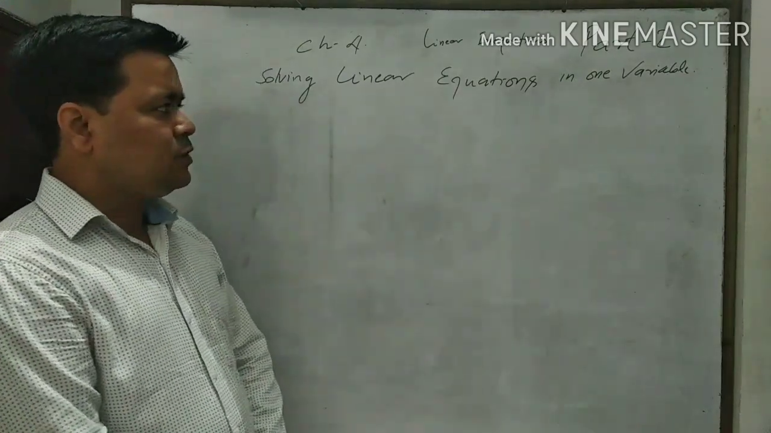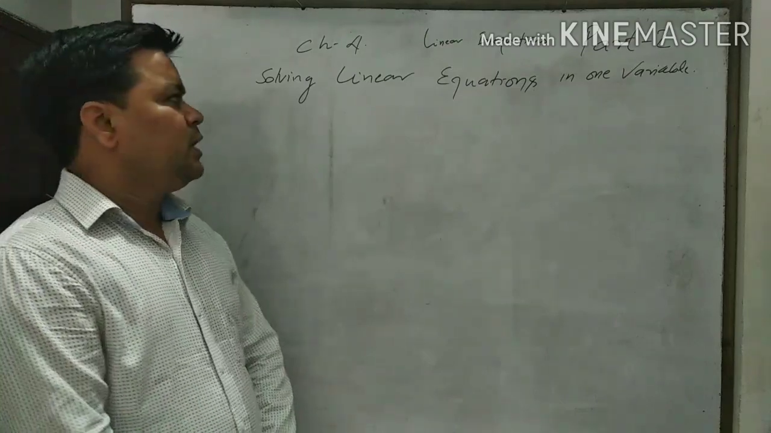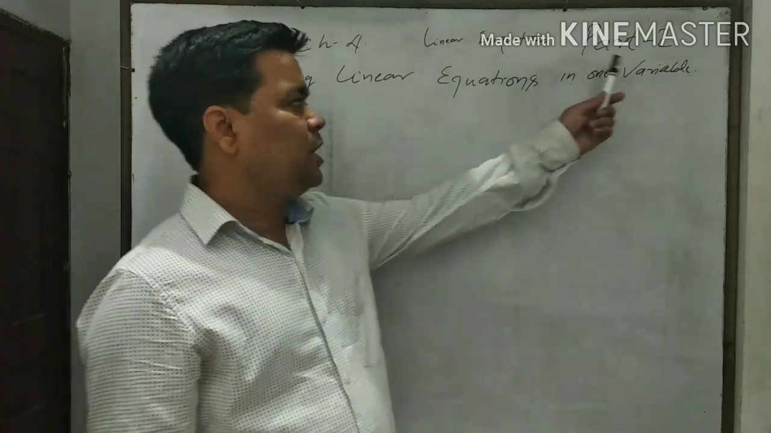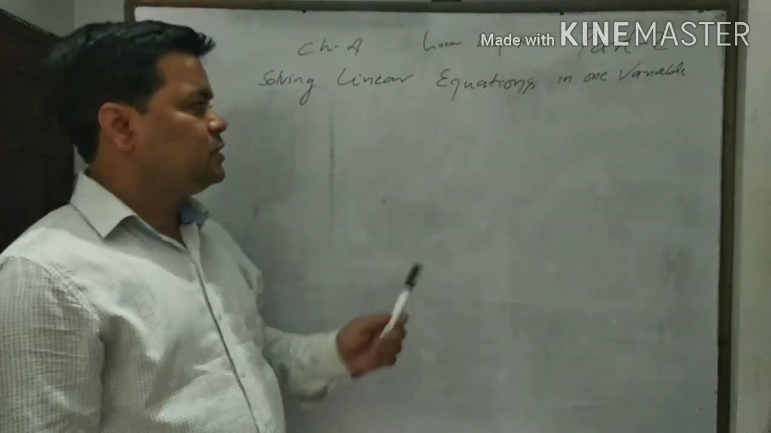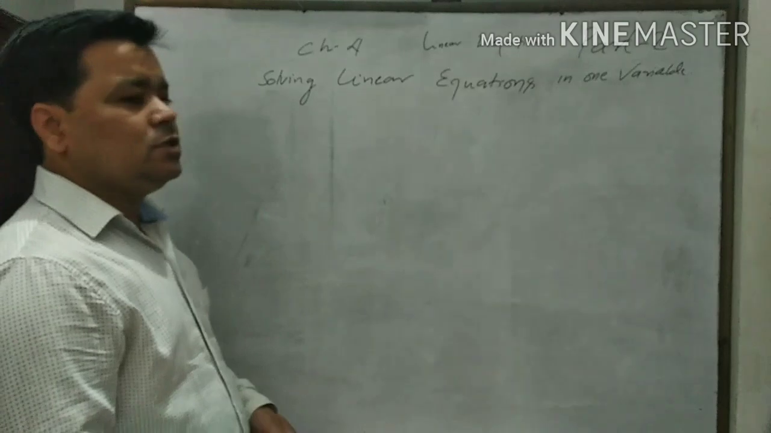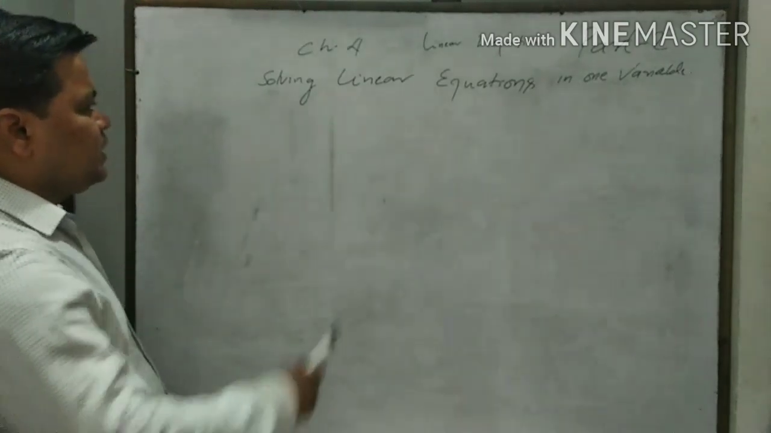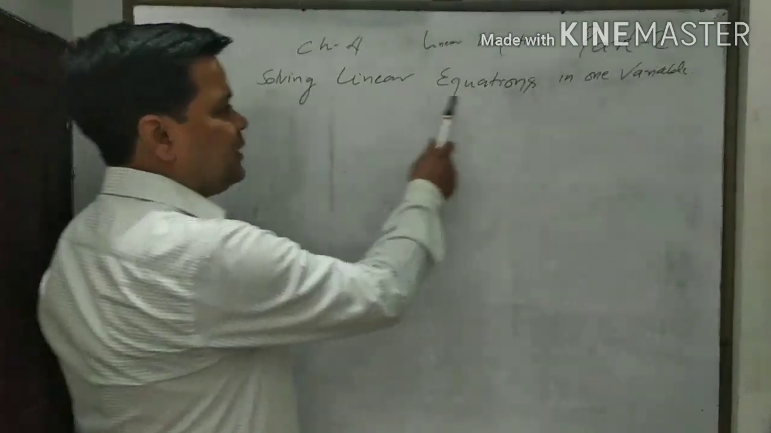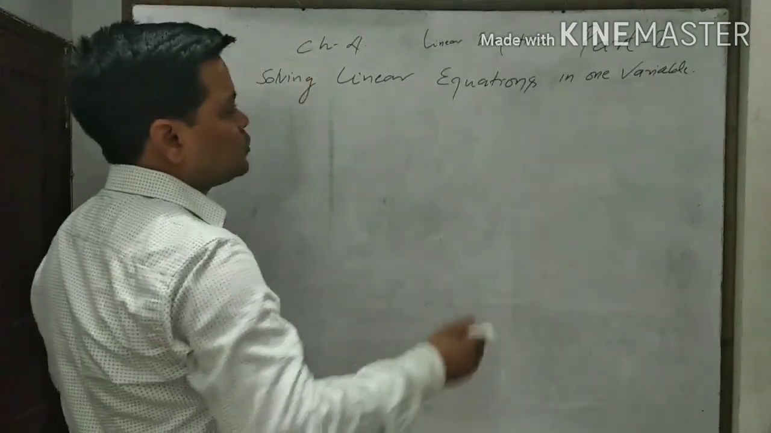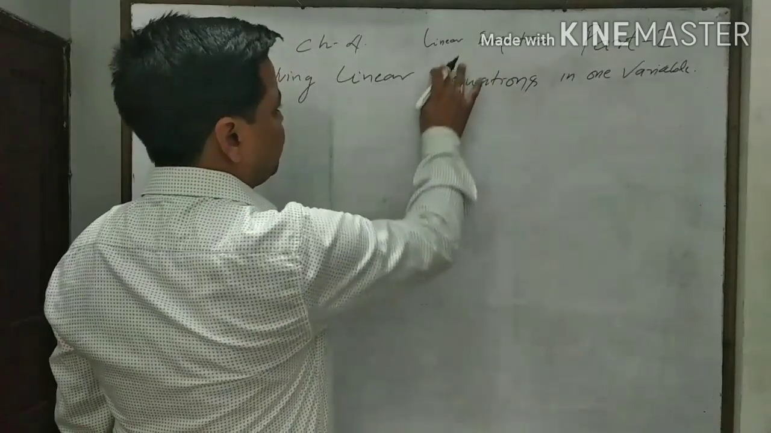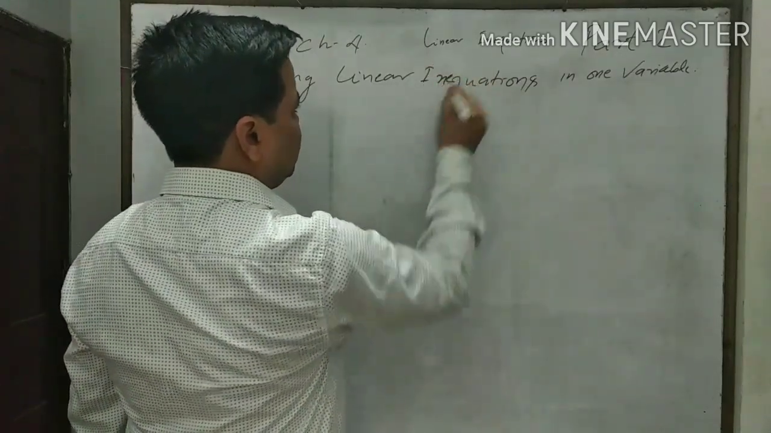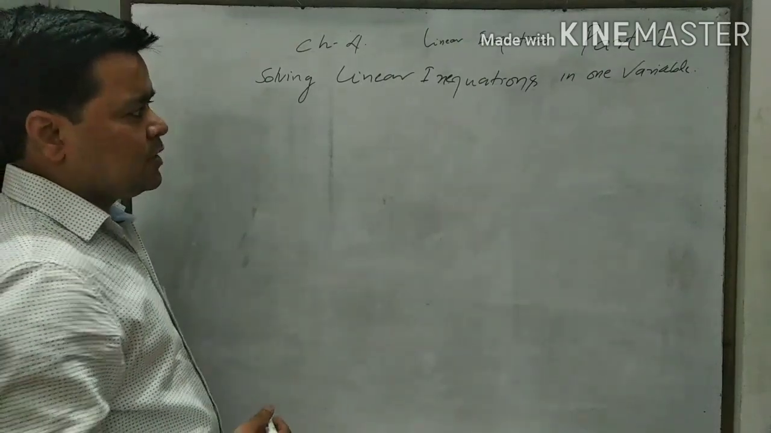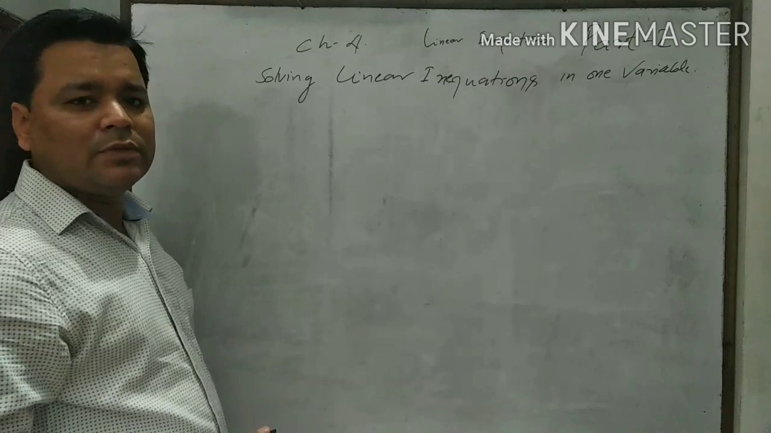In my last video class, I explained about chapter 4, which is linear inequation. That was the first video, part 1, related to the topic. This is the second part of the video. In this, I will explain about solving linear inequations in one variable. In the first video, I explained what is the standard form of the linear inequation.